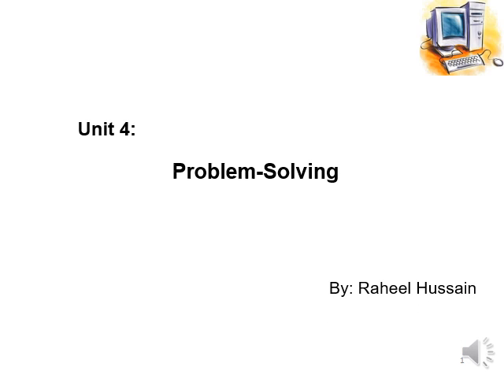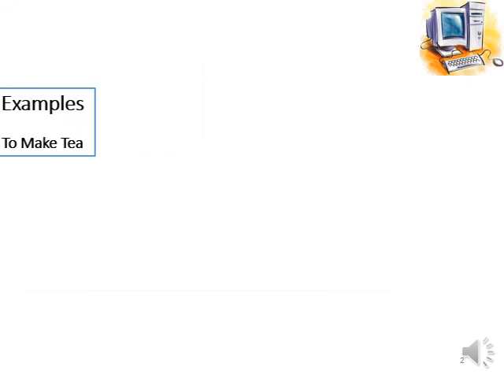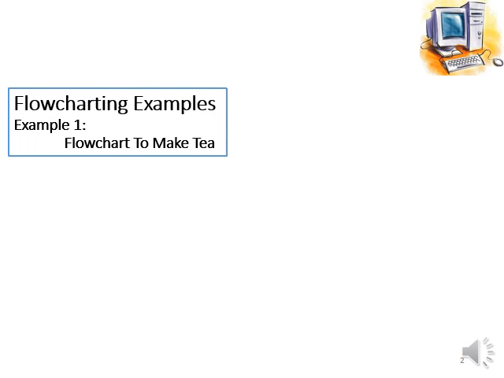Students, we are in unit 4, that is problem solving, and today we are going to start problem solving examples which are given in your book, and we will discuss 2 examples in today's lesson. Flowcharting examples. Example number 1, that is flowchart to make tea.